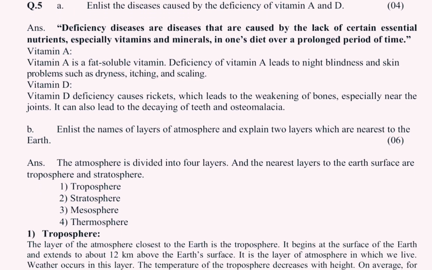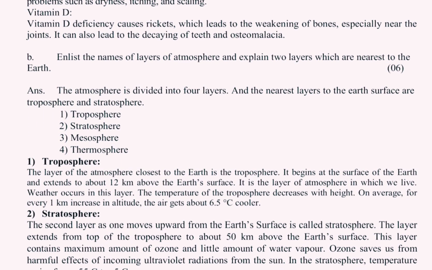And then we have the next question. List the names of the layers of the atmosphere. Explain two layers which are nearest to the Earth. So we have the troposphere, stratosphere, mesosphere, thermosphere, ionosphere. And we just need to explain two which are near to Earth.